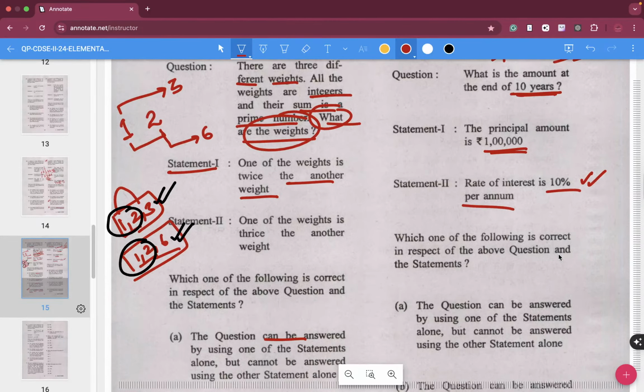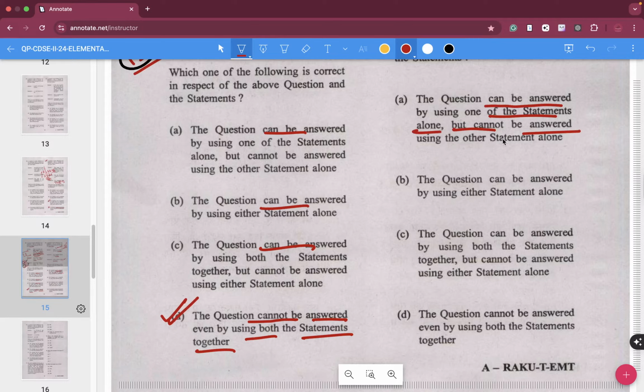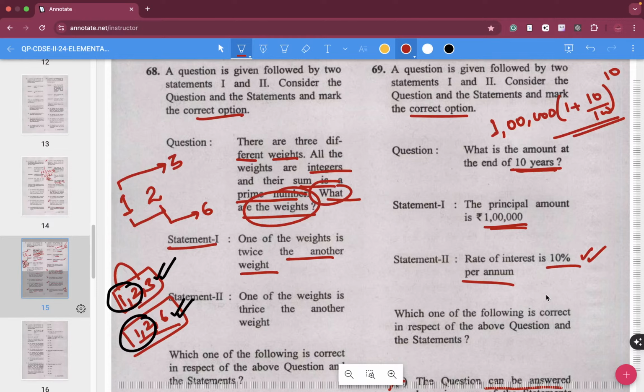So the obvious answer is that we can answer this question, but you cannot answer it using one of the statements alone. Using both the statements together, we are able to answer the question. It is not the case that it cannot be answered. Yes, I know you might hesitate because it could be compound interest or simple interest, but in a way you are able to answer the question. This is an answerable question.